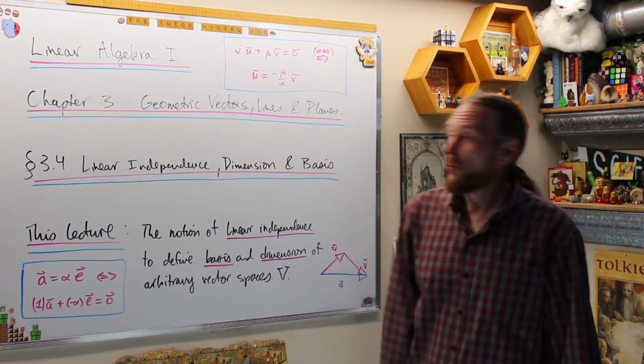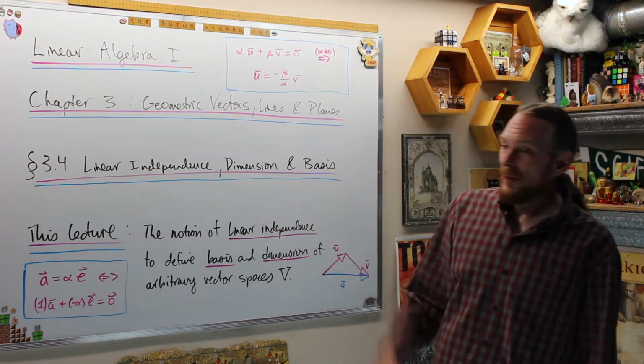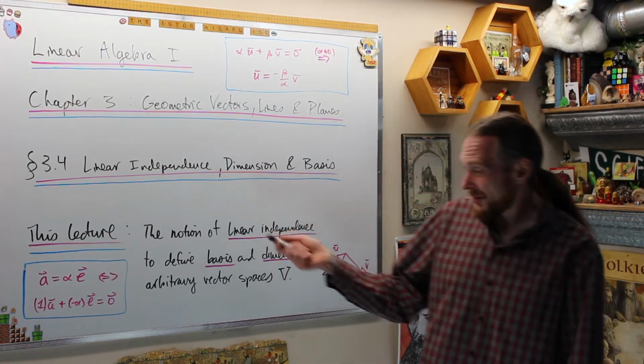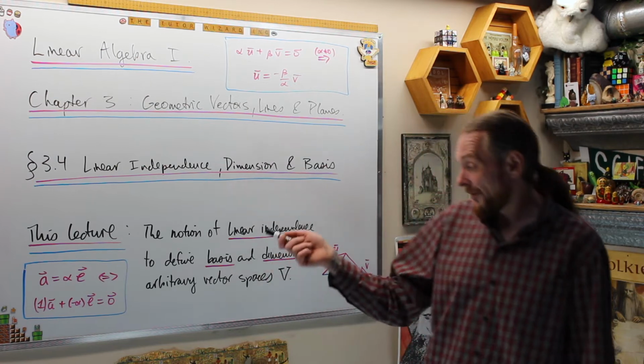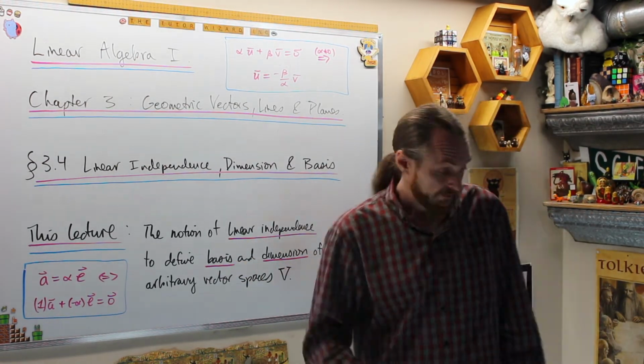We're doing Linear Algebra 1. This is Chapter 3, Geometric Vectors, Lines, and Planes. Section 3.4 is Linear Independence, Dimension, and Basis. Specifically, in this lecture, what we're going to do is give the new notion of linear independence, which will give us a way to define basis and dimension for arbitrary vector spaces. Let's get to it.